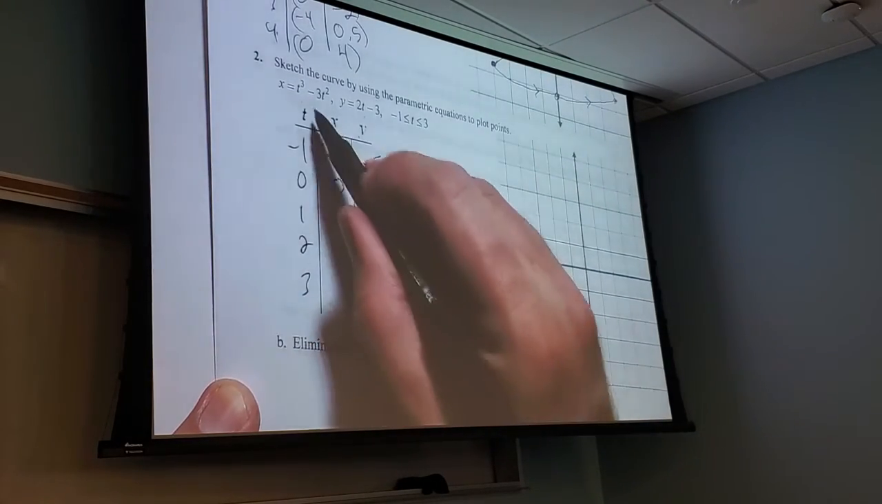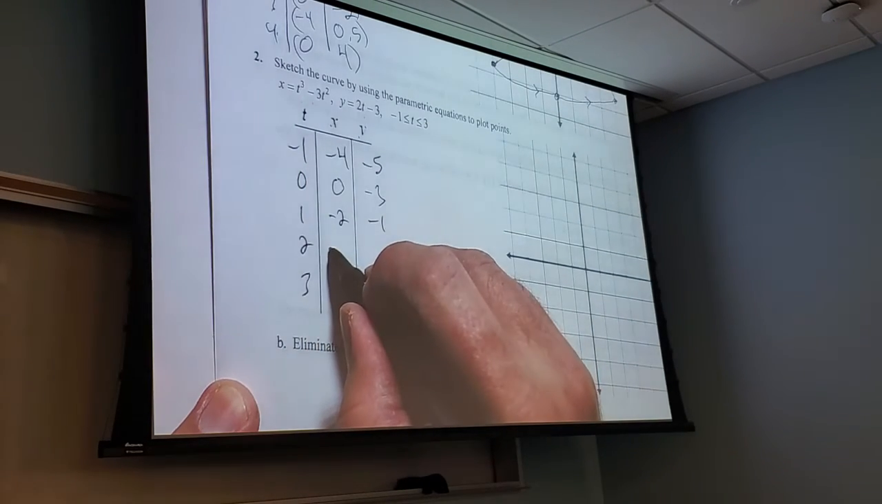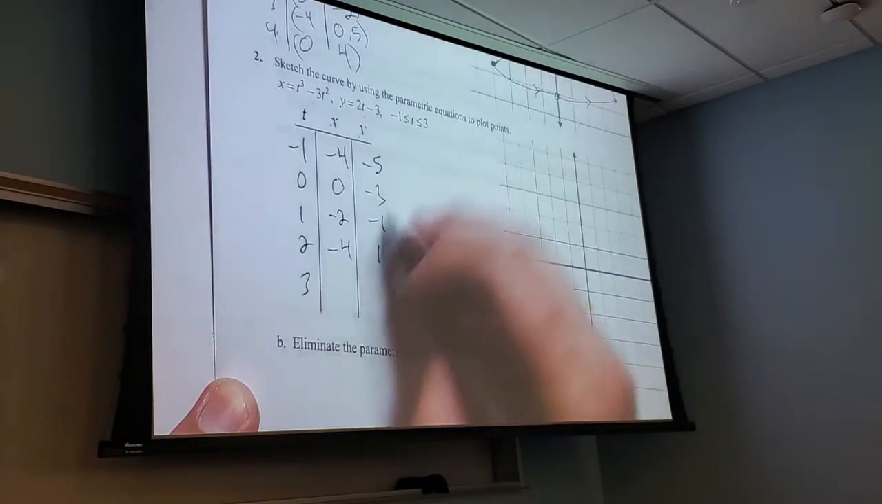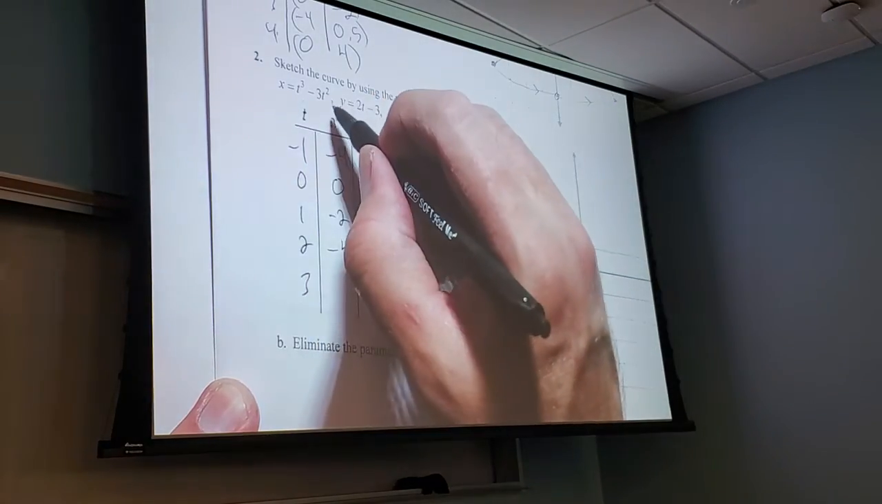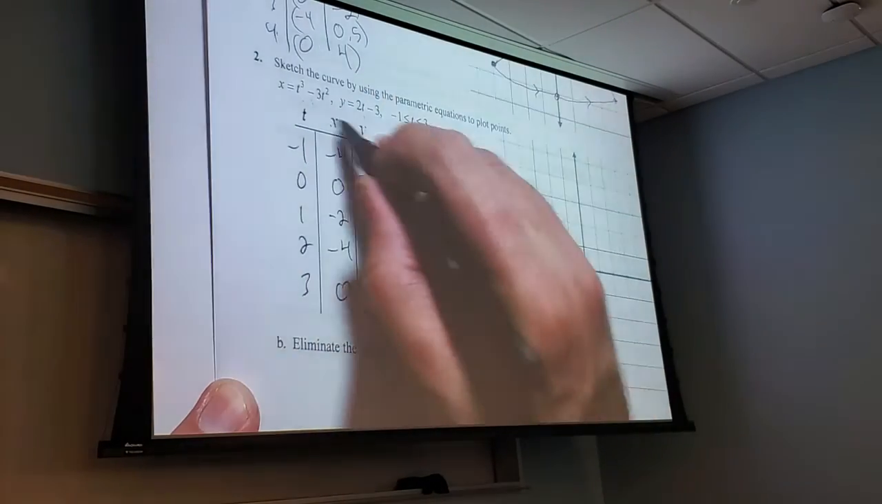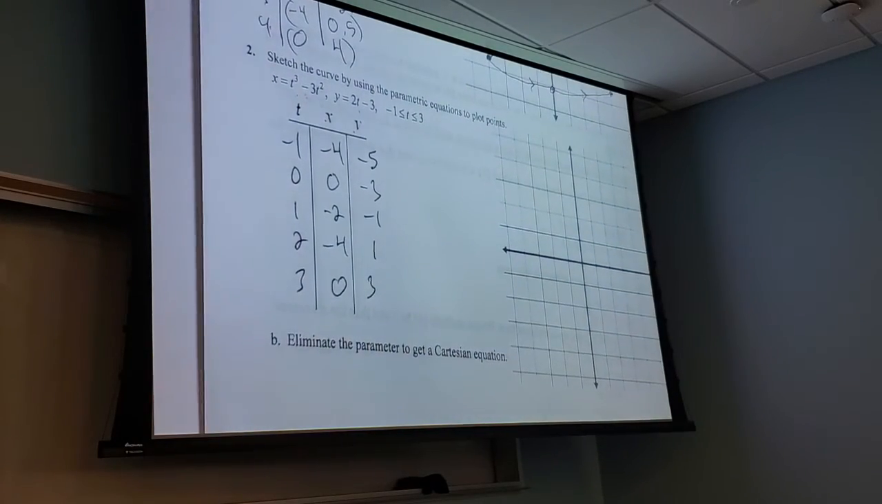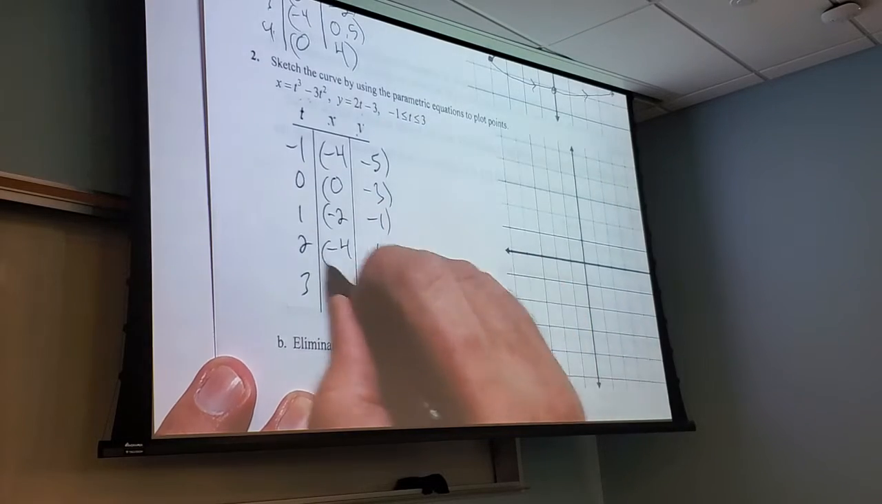If I put a 2 in, I get 8 minus 3 times 4, so 8 minus 12 is -4. Here I get 4 minus 3 is 1. Put a 3 in, I get 27 minus 27 is 0. And here I get 6 minus 3 is 3. Okay. And again, I'll do this for myself so my brain sees what the points are.